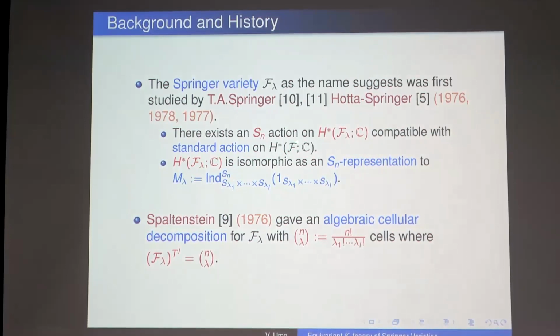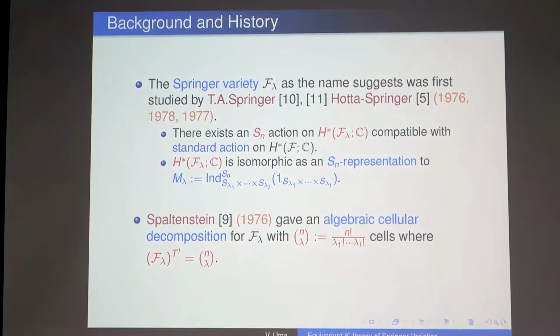So we will come to this soon, that because there is an Sn action naturally on the cohomology, the action we are giving will be compatible with the action on the cohomology of the full flag variety.